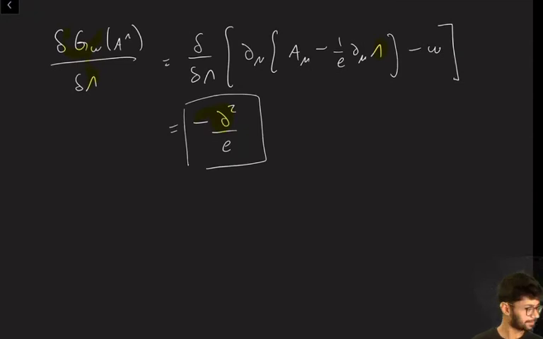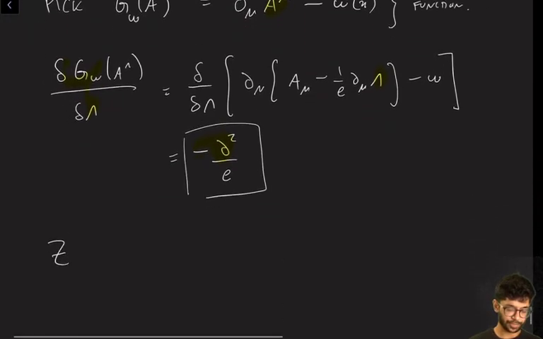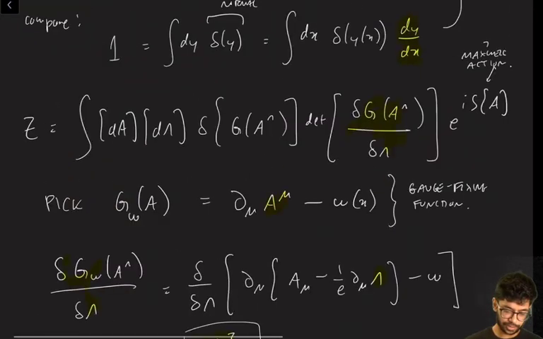So what do we find then? If I now compute Z with this choice of gauge fixing function, which I'm going to denote Z sub omega, just to remind you this omega is from g, which depends on some arbitrary function omega, then what I can do is take this determinant and move it outside.